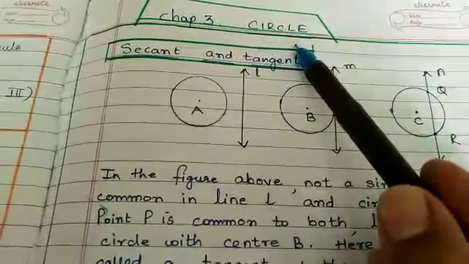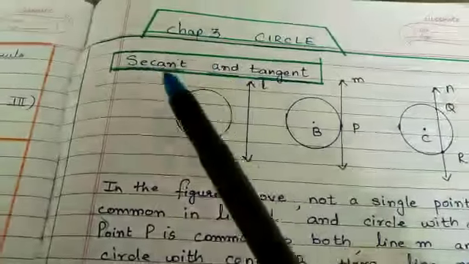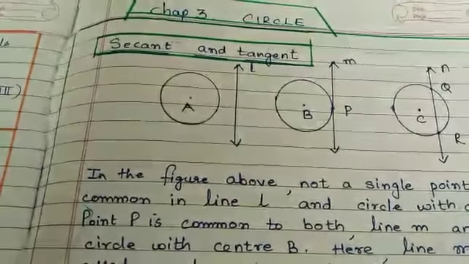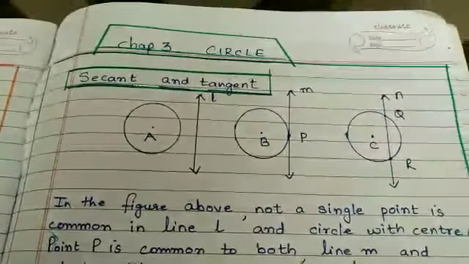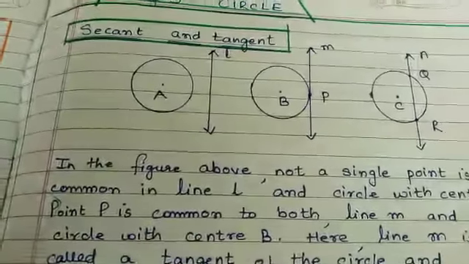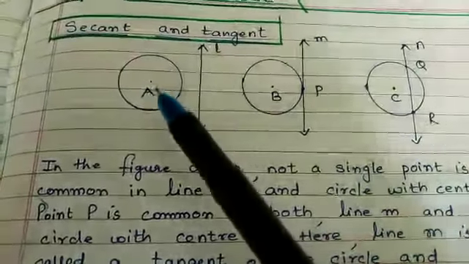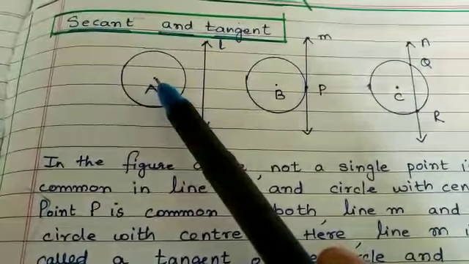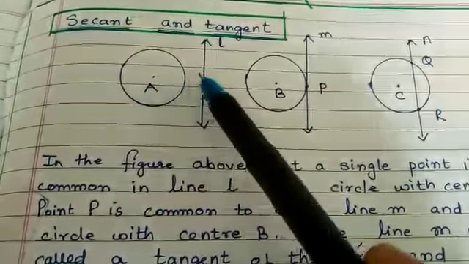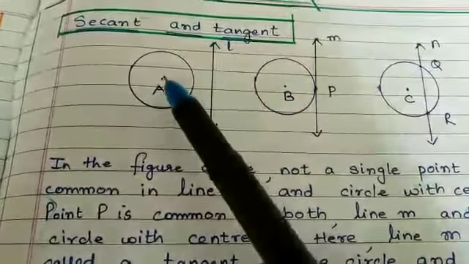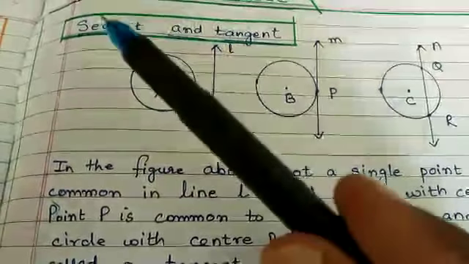Chapter 3, Circle. Now you know what is a circle. Everybody knows what is a circle. How to draw a circle? To draw a circle we require a center and we also require a radius. With the help of center and radius we can draw a circle.